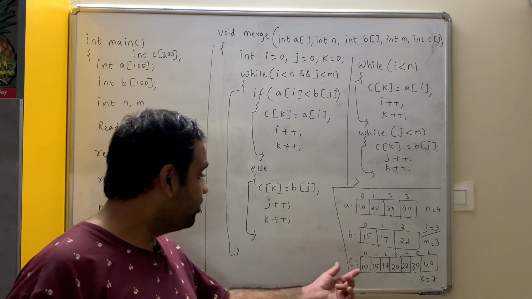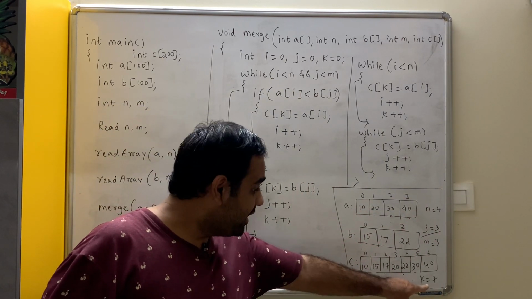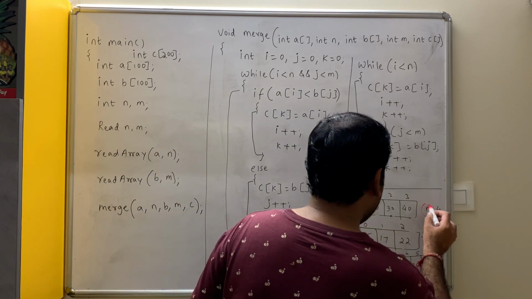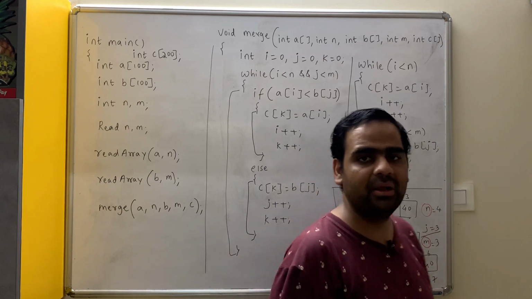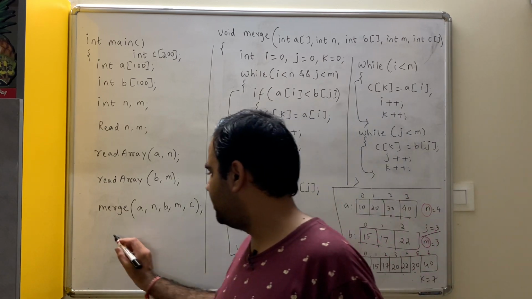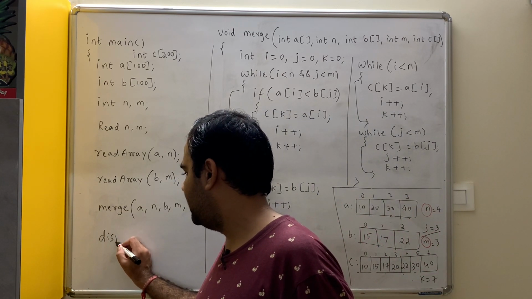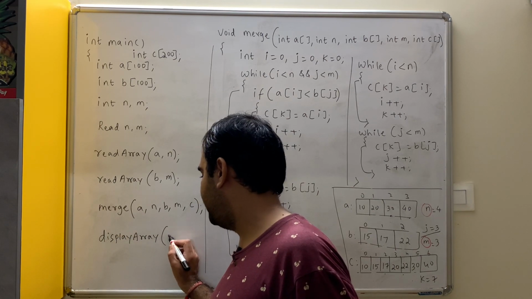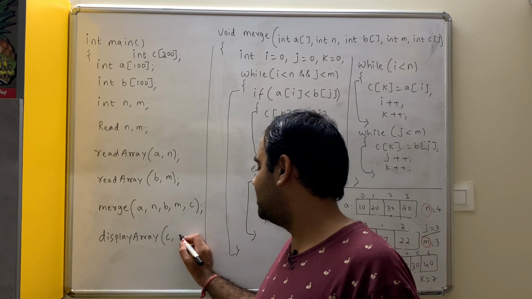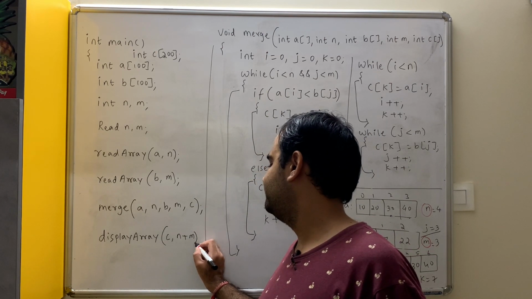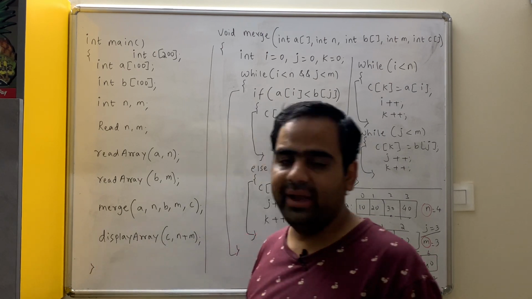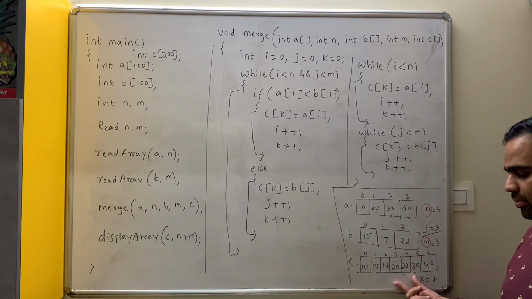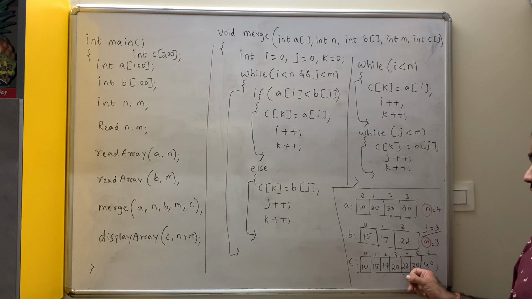Now you need to display this array C. And how many array elements are there? There are 7. And how do you get 7? You say n plus m. Therefore, what shall I write over here? I say display array. Which array we want to display? Array C. How many array elements are there? N plus m. And we say return 0 and you stop the code. You see that the two sorted arrays are being merged, such that the resultant array is also sorted.